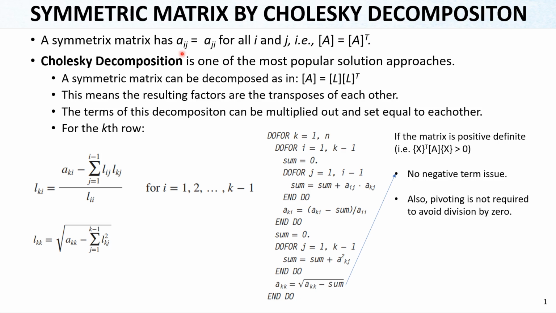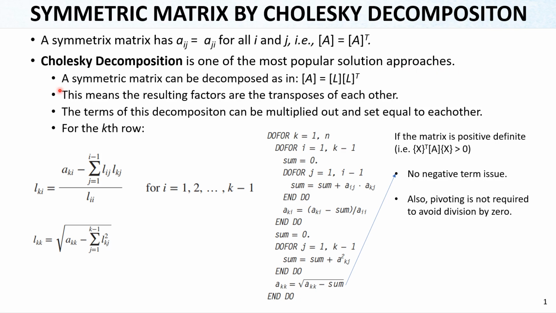Basically, these a_ij and a_ji are the terms in the matrix below the diagonal and above the diagonal. So we have the diagonal, and the terms below it and above it will be the same for the same terms. If we have such a symmetric matrix, then we can use the Cholesky decomposition method to solve this. This is the most popular solution approach.